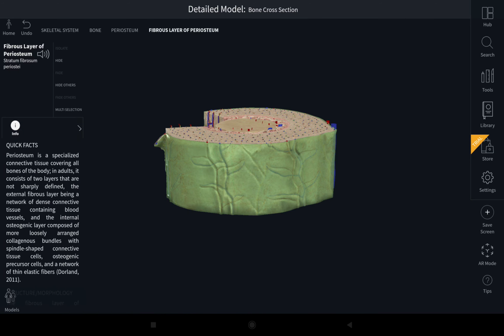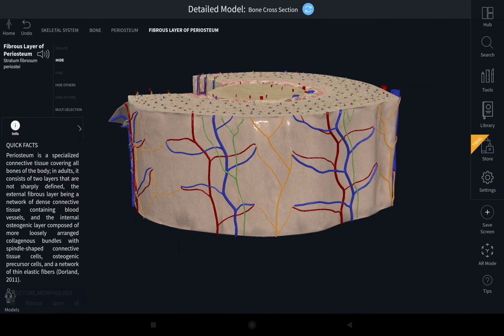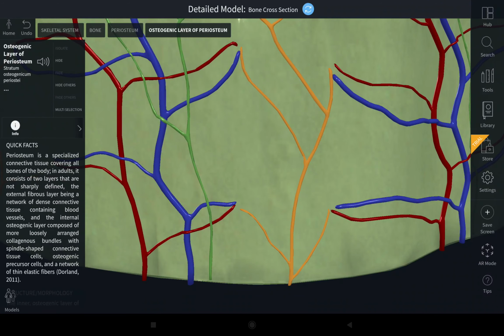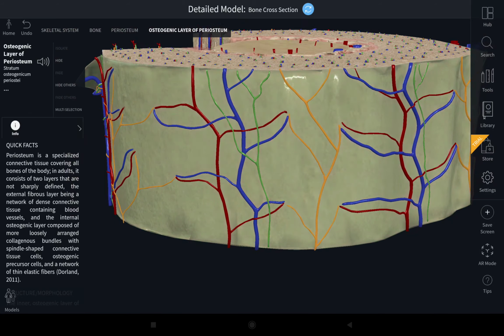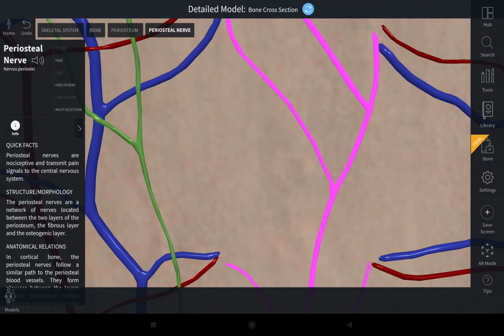So now we will remove the fibrous layer of the periosteum. What can we see? We see the osteogenic layer of the periosteum, and overlying the osteogenic layer there are periosteal vessels, that is arteries and veins, and there are periosteal nerves. The periosteal nerves are nociceptive and transmit pain signals to the central nervous system.